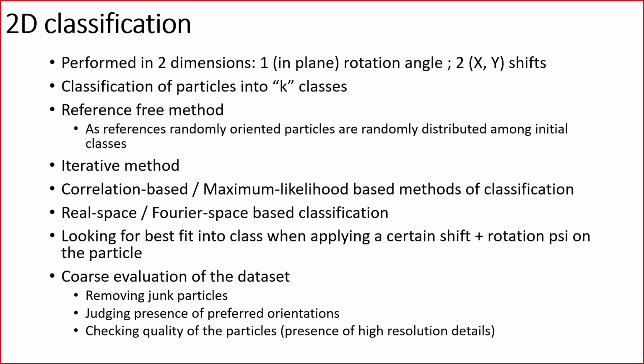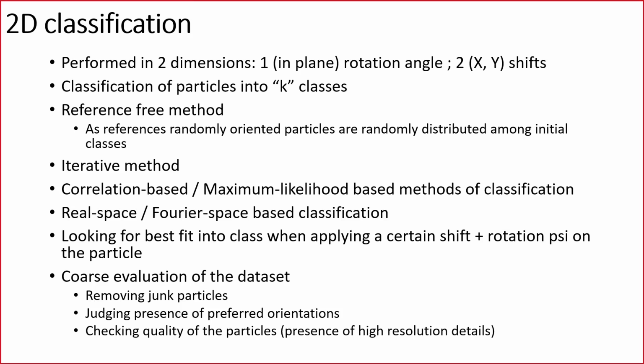The 2D classification is computationally quite easy process because it's performed only in 2 dimensions. It has only one rotational angle, that's the in-plane angle, the psi angle, and there are 2 shifts, x and y shifts. And what you are doing, you are trying to classify your selected particles into k classes. That's the number of classes.